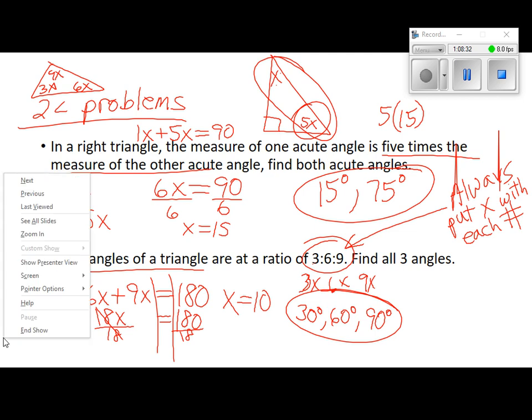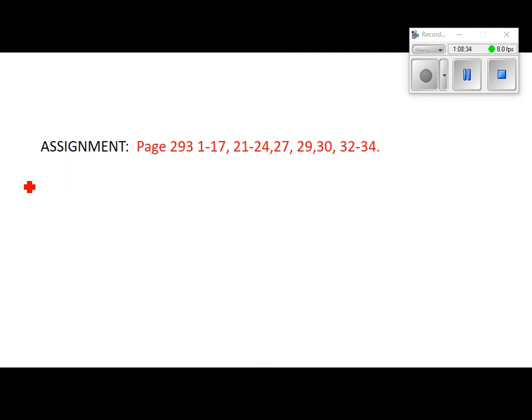30, 60, 90. That's your assignment, page 293.